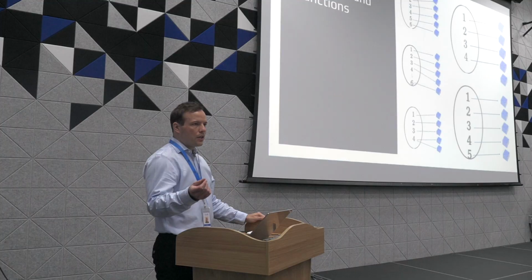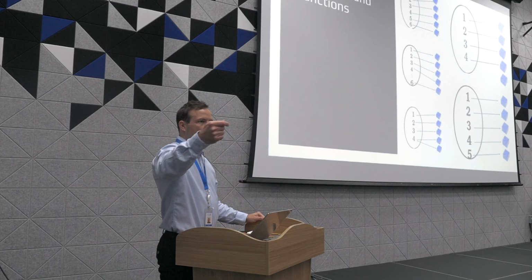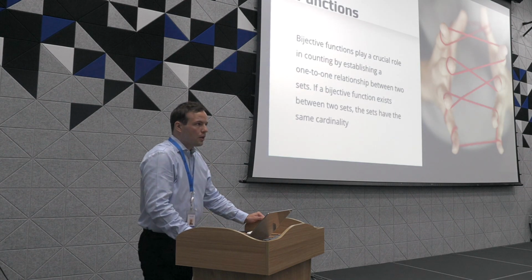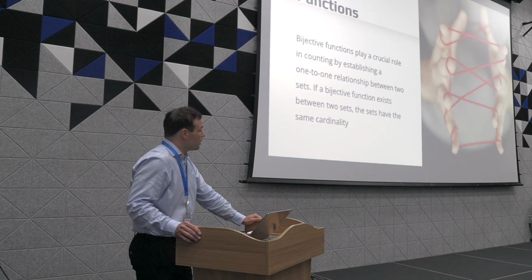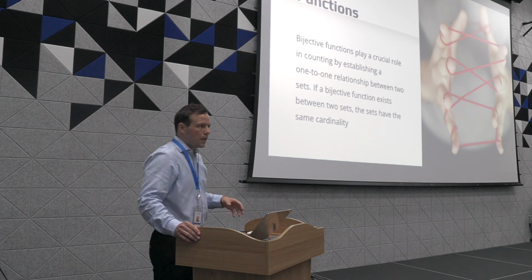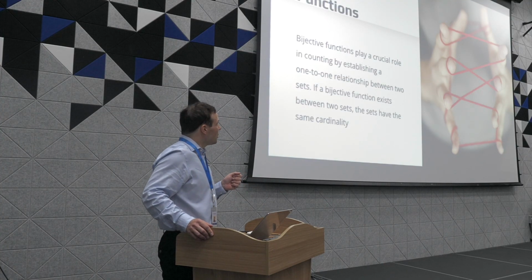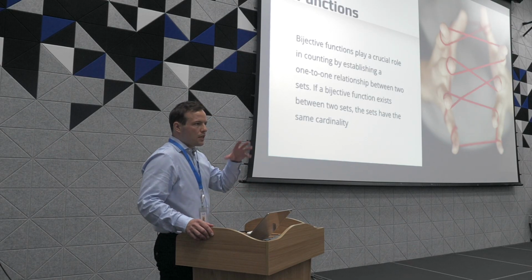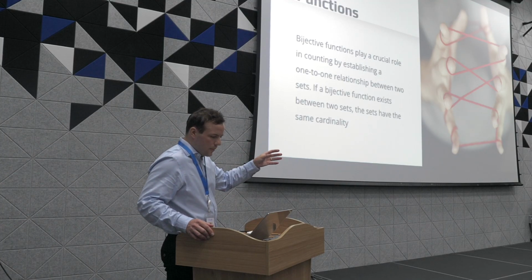And the way we can think about this is essentially uniquely pairing every element from the domain with something in the codomain. So why are bijective functions important? 2 sets have the same size when there exists a bijective function between them. When we count objects, what we're actually doing is constructing a bijective function between a set of standard size and the set of objects that we're counting.